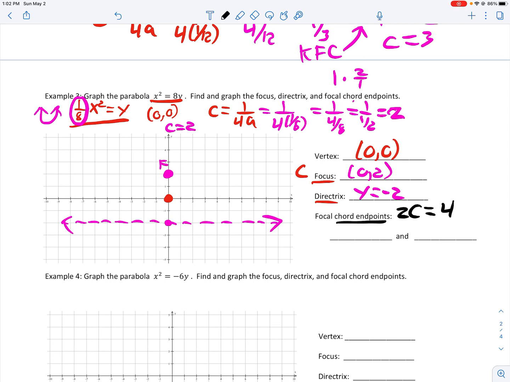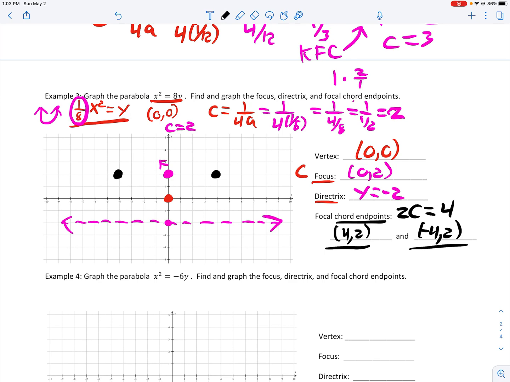So I'm going to go to the focus. I'm going to go right 1, 2, 3, 4. There's one. I'm going to go left 1, 2, 3, 4. There's the second one. So the endpoints are at 4, 2 and -4, 2. It doesn't matter the order in which you write those two. You can write either one.